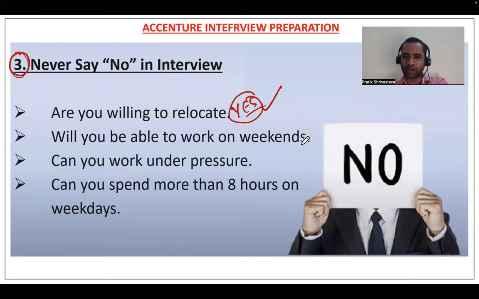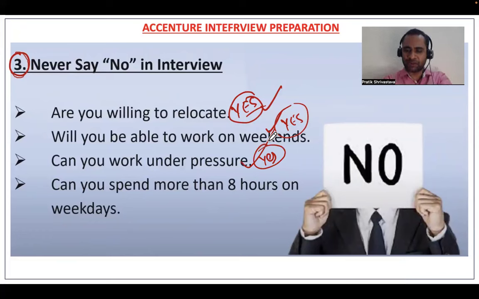Will you be able to work on weekends? Sir, you also do not know if there will be work on weekends or not, right? Even the interviewer does not know if there will be work on weekends or not. So you say, yes, I will work. Can you work under pressure? Yes, sir, I have already worked under pressure and I will work. Give some example, right? There was some event in my college, and at the last moment, there were 15 things that had to be done, it was not done, and I took that pressure, I prepared it, I did it. Some kind of real life examples you give.